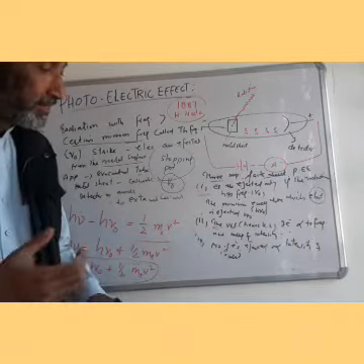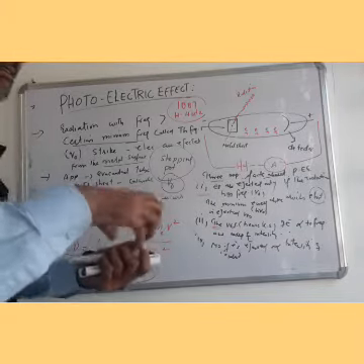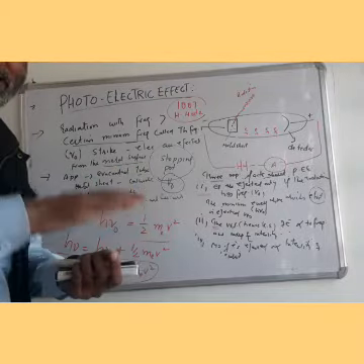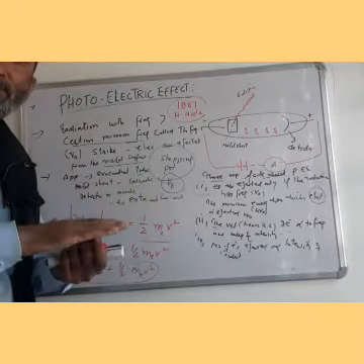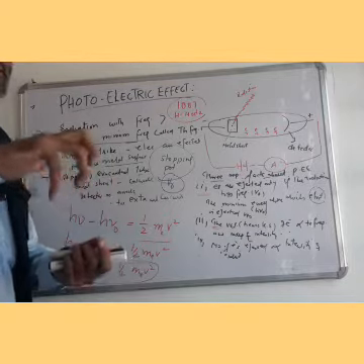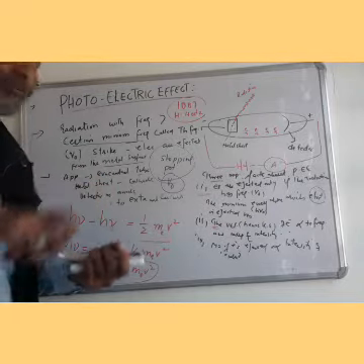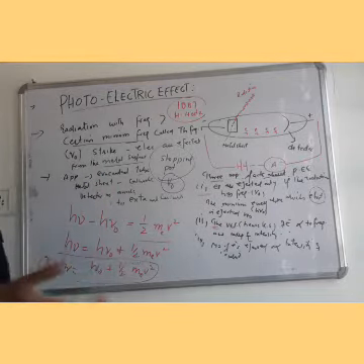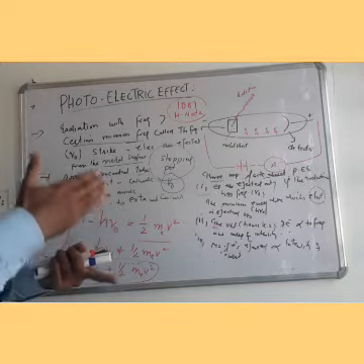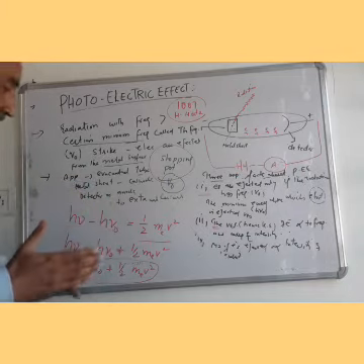So the third fact, number of electrons ejected. That is, how many electrons are ejected? It depends upon the intensity of the radiation of a particular frequency. The higher the intensity of the radiation, the more electrons will be ejected. So the number of electrons ejected is proportional to the intensity of the incident radiation on the metal surface.